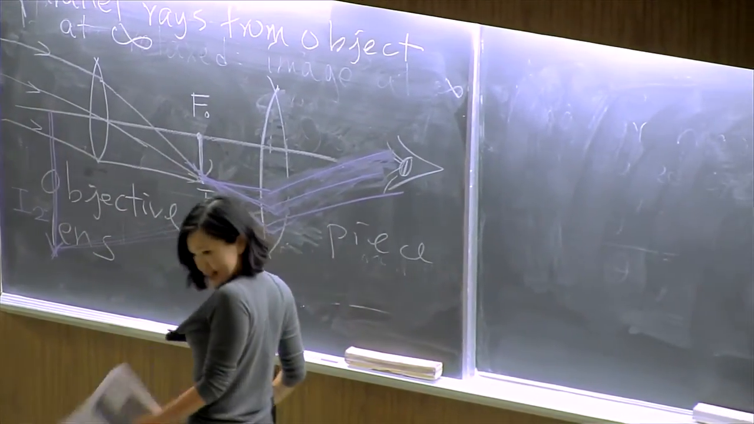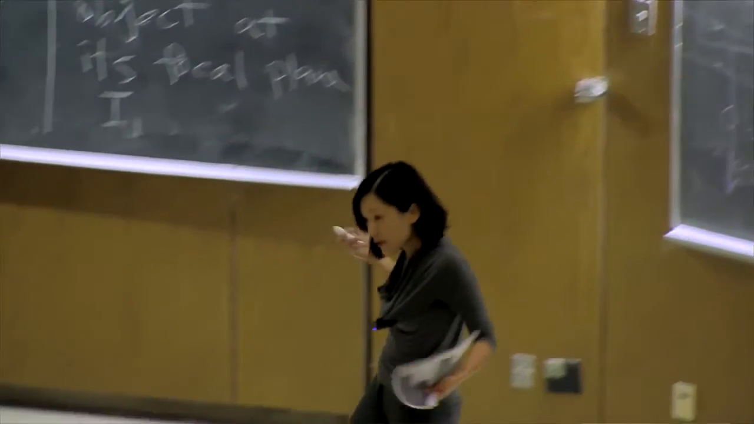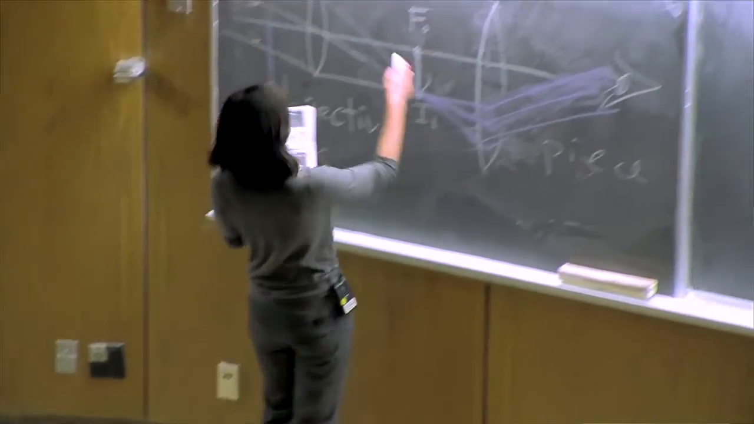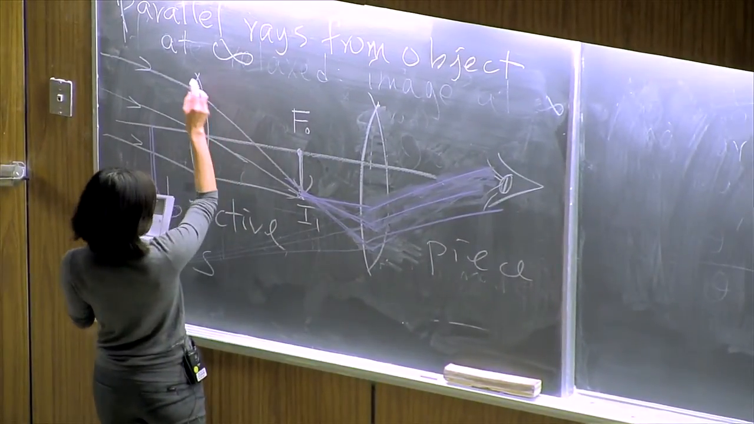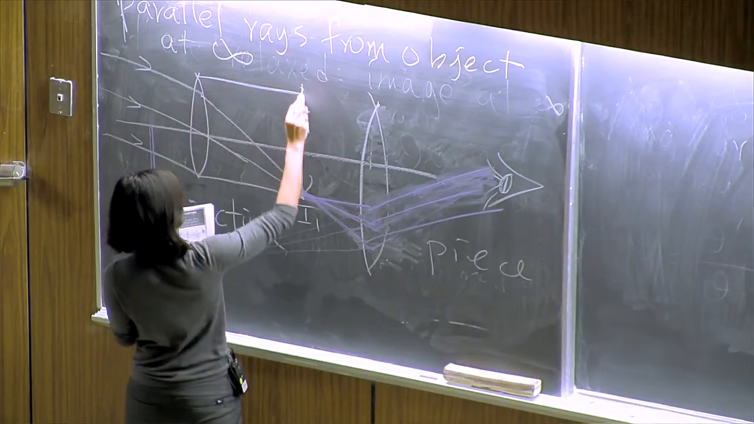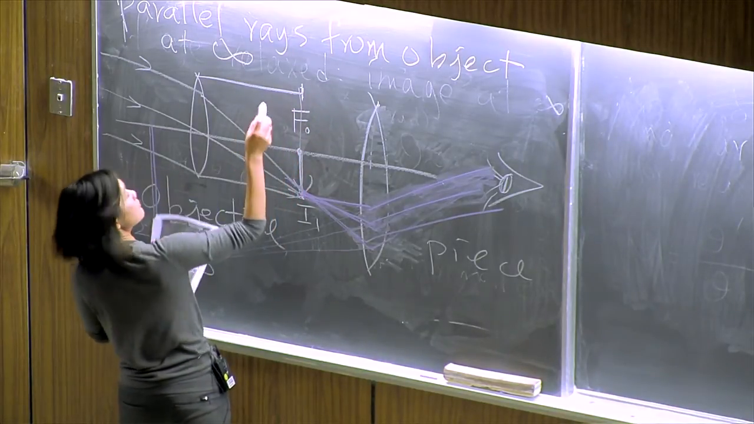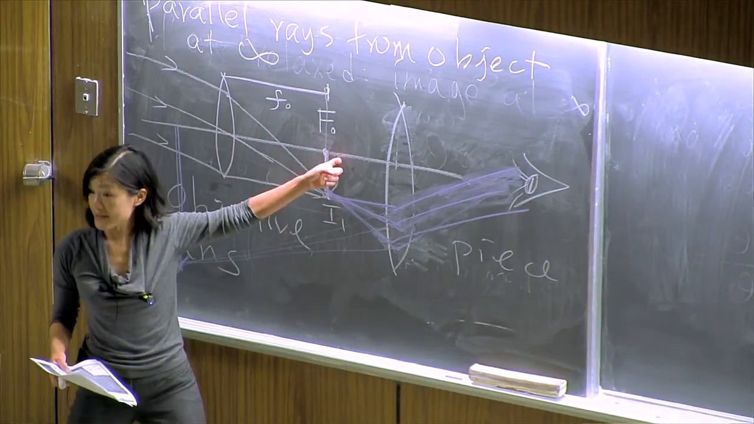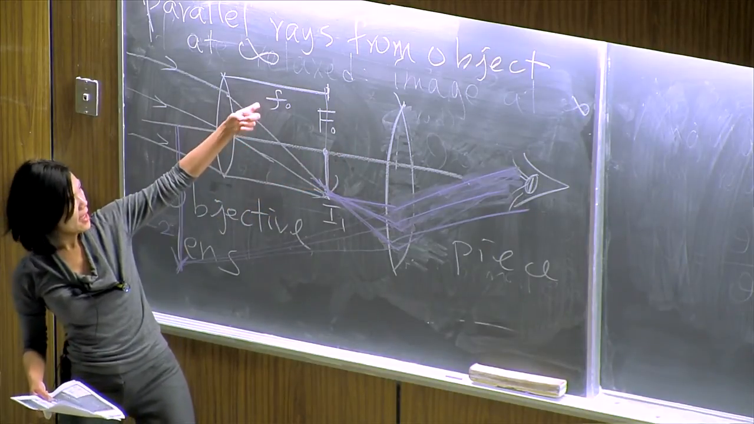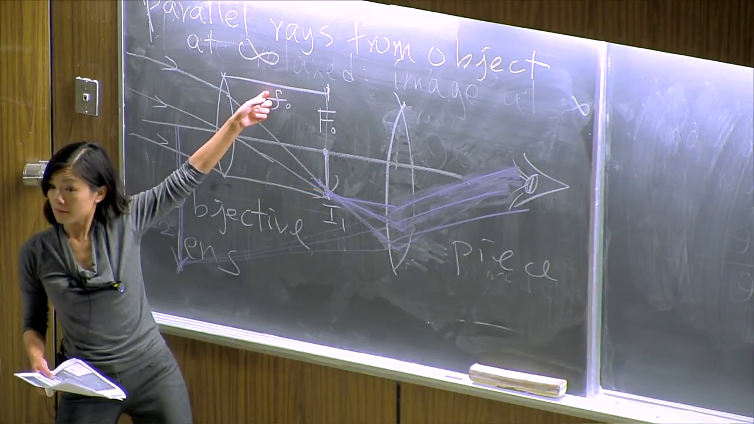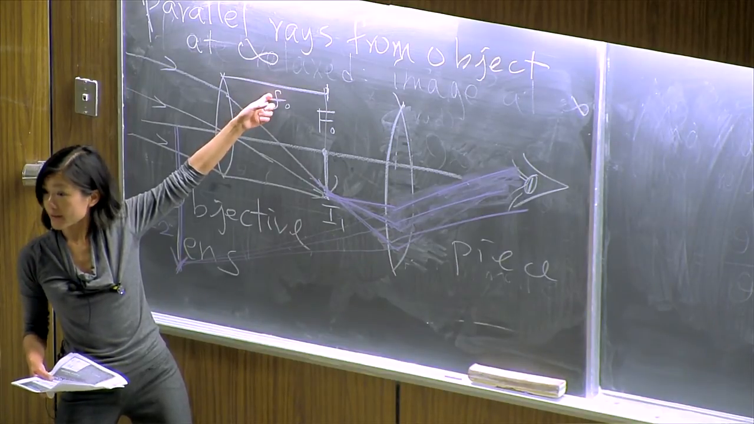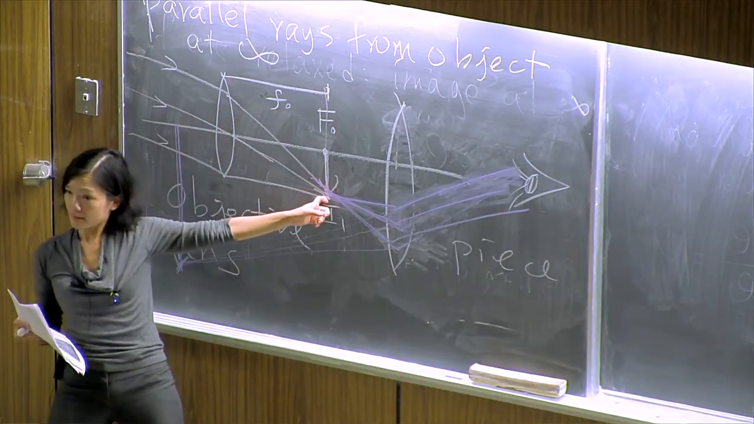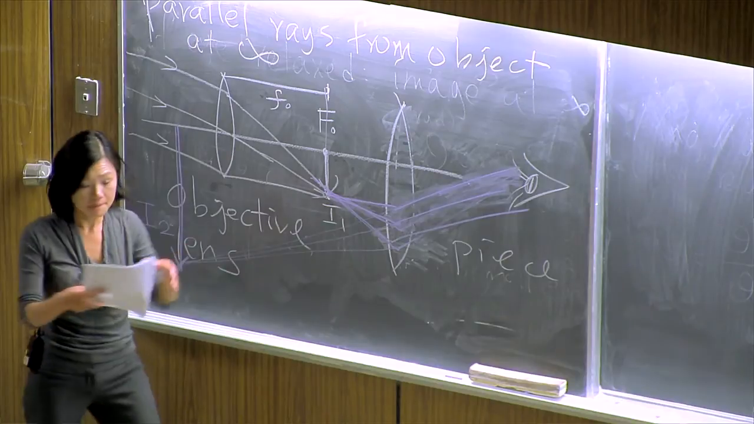So let's now define some distances so that we can write down relations or equations to relate various distances. All right, so this distance here is the focal length of your objective lens. So I'm going to denote it as F0. Is it clear what F0 is? This is the focal length of the objective lens, and that's where the location of the first image is, right?